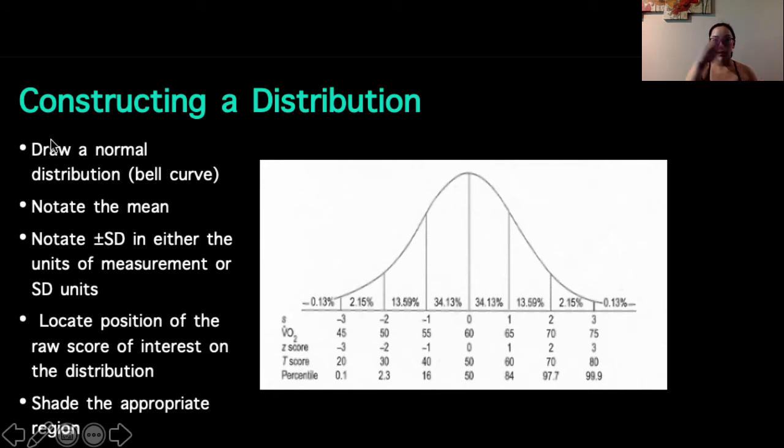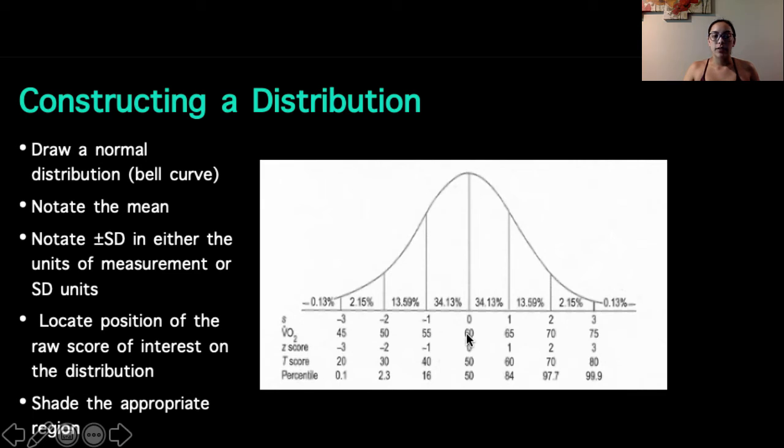You start by drawing a normal curve, assuming that you have a normal distribution. Okay. You're going to notate where the mean is. So generally speaking, we should put that in the middle. You can either note it as a standard deviation unit, which would be 0, or you can put x bar, or you can put mean, or you can actually put the mean in the units that it's been collected in. In this example, it's VO2.